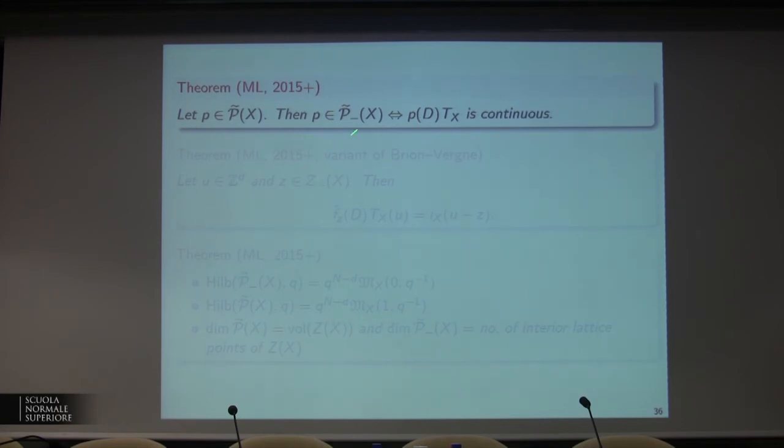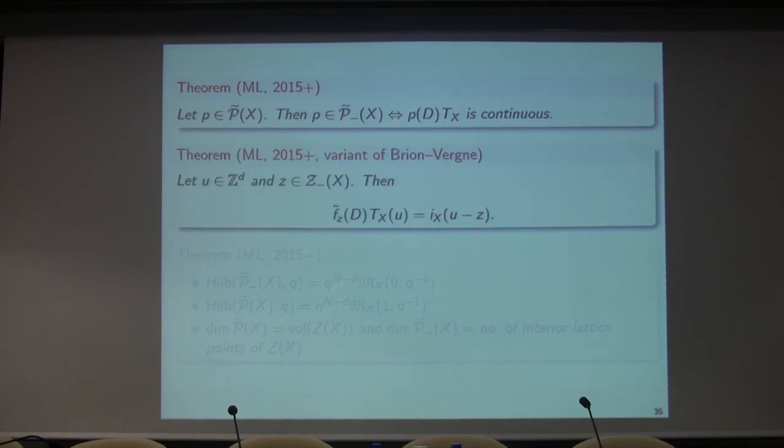Then, as before, we have a theorem: if a polynomial lies in the central periodic space and it leaves the spline continuous, if and only if it's contained in the internal space. And then, as before, we have this variant of the Brion-Vergne formula.